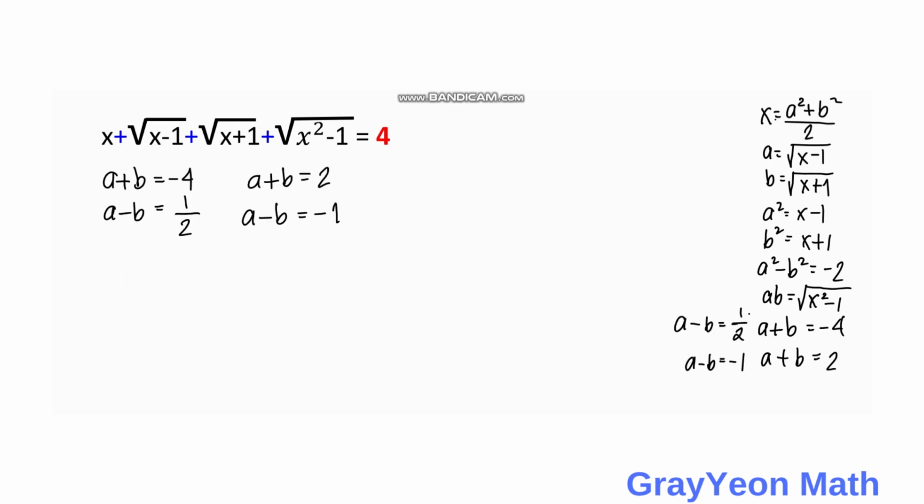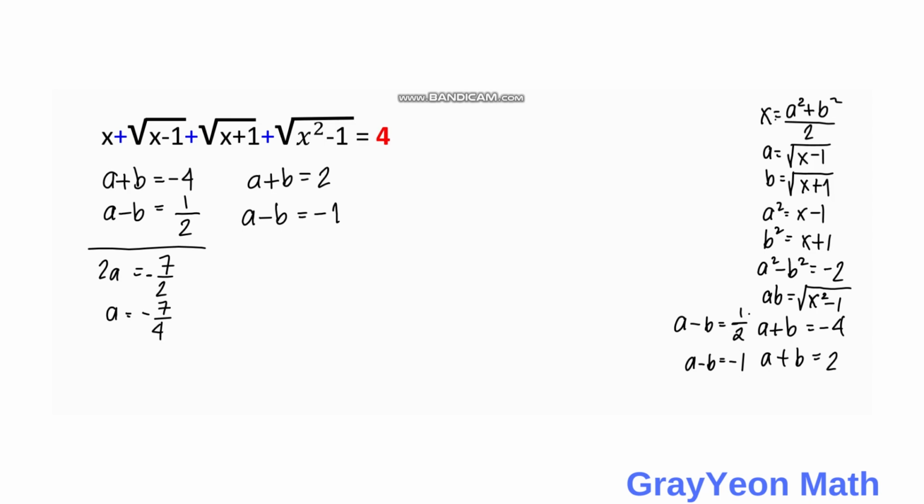Okay, so next is we just need to find the values of a and b for the two systems of linear equations. Then for the first case, we have to add these two equations. Then we have 2a is equal to negative of 4 minus 1 half, that is 7 over 2. But this is negative, and to get a, you need to divide this by 2. Then this becomes negative 7 over 4.